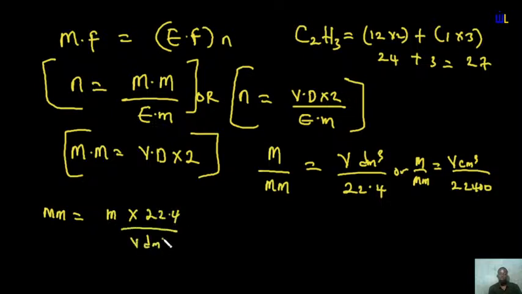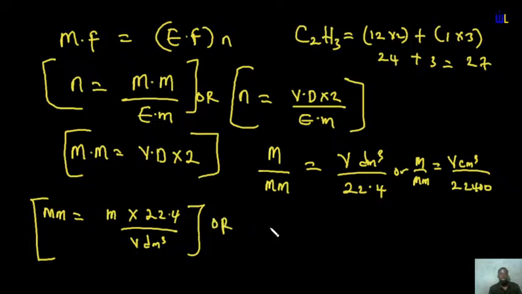volume in dm³. I'm just giving you the different ways to find the molar mass, just in case you have a question where the molar mass is not given directly. What do you do to find the molar mass? If you are given vapor density, what do you have to do? Vapor density times 2 and you get the molar mass. But in a scenario where you are not given vapor density and what they give you is mass and volume, simply use this relation. Molar mass equals mass times 22.4 over volume in dm³.